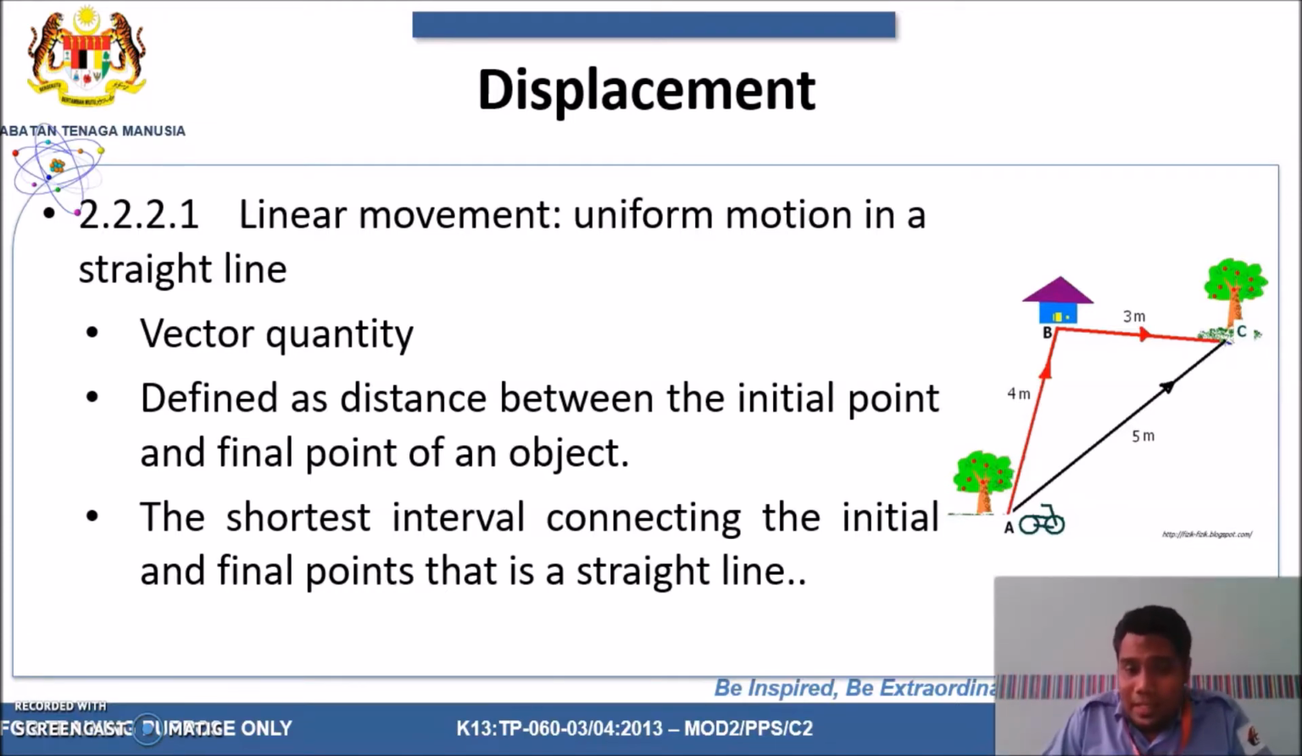If you see in the picture in the slide, you can see that a boy is cycling a bicycle from point A to point B and lastly to point C. So kalau kita ambil distance dia, itu jarak dia 4 meter plus 3 meter, so the total is 7 meter. But in this case, we calculate displacement, seseran, the shortest interval connecting the initial point to the final point, that in a straight line, dapat 5 meter. So jarak yang terdekat ialah 5 meter displacement.